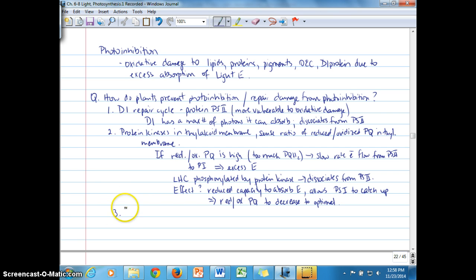All right, so a third method. We've talked quite a bit here about the D1 repair cycle and the light harvesting complex with its protein kinases that sense the ratio of reduced to oxidized form of plastoquinone.